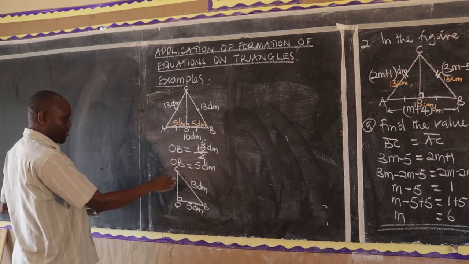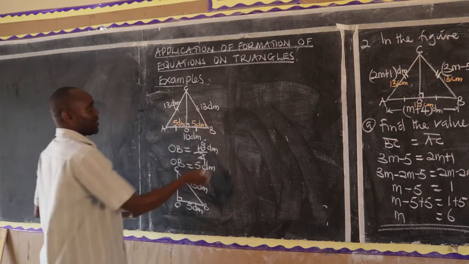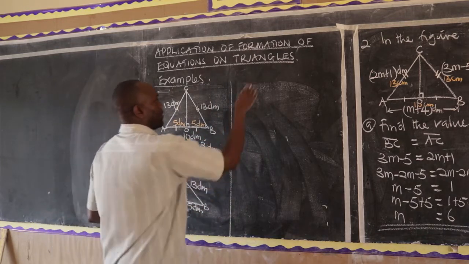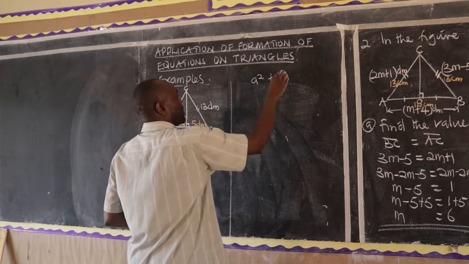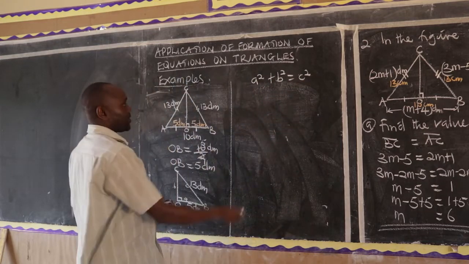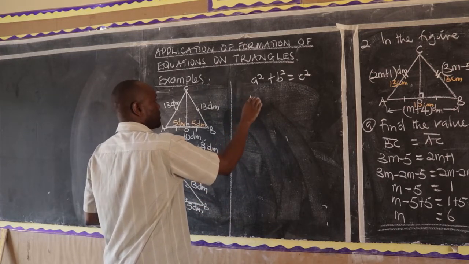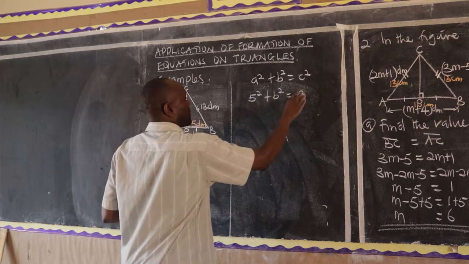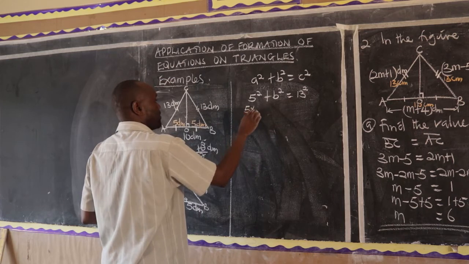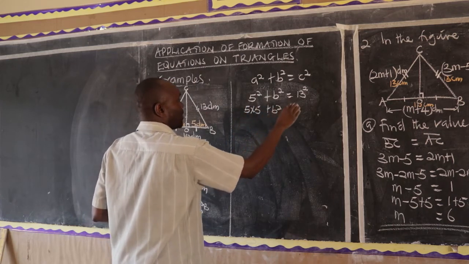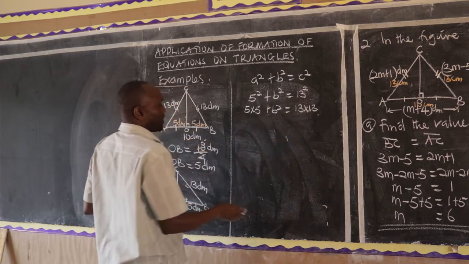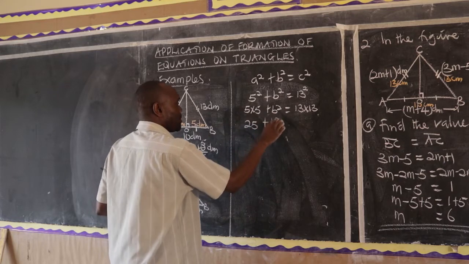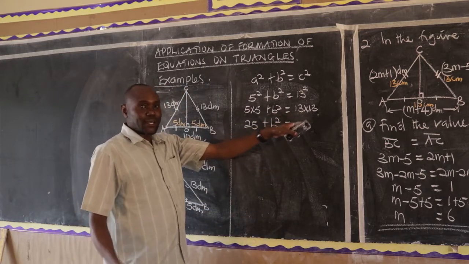Therefore, we are finding now the line OC. So from there we use our Pythagoras. This is A, B, C. Then you say A squared plus B squared equals C squared. So we have A squared, that is B squared, plus that squared equals 13 squared. That is 5 multiplied by 5 plus B squared equals 13 multiplied by 13. 5 times 5, that is 25. Plus B squared equals 13 times 13.